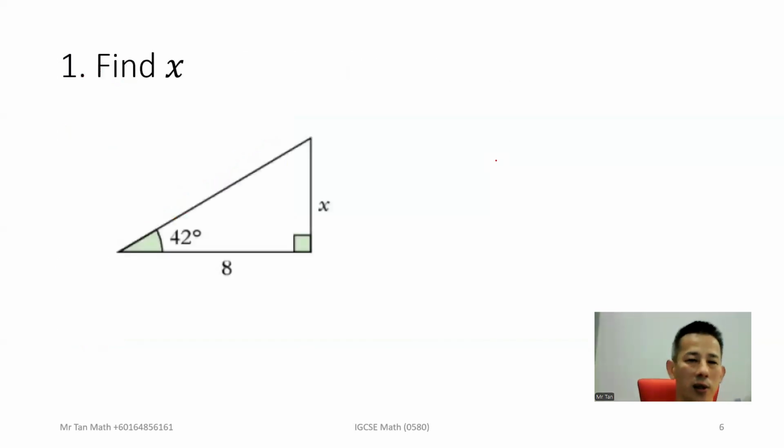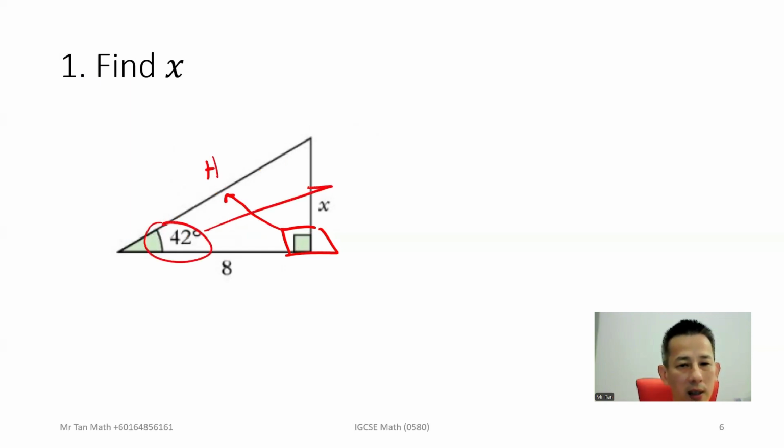Okay, let's try this question. So first, this is a right angle triangle. H will be the one opposite the right angle. O is opposite the angle. And this will be A. Now we are dealing with O and A. Therefore, it is tangent.